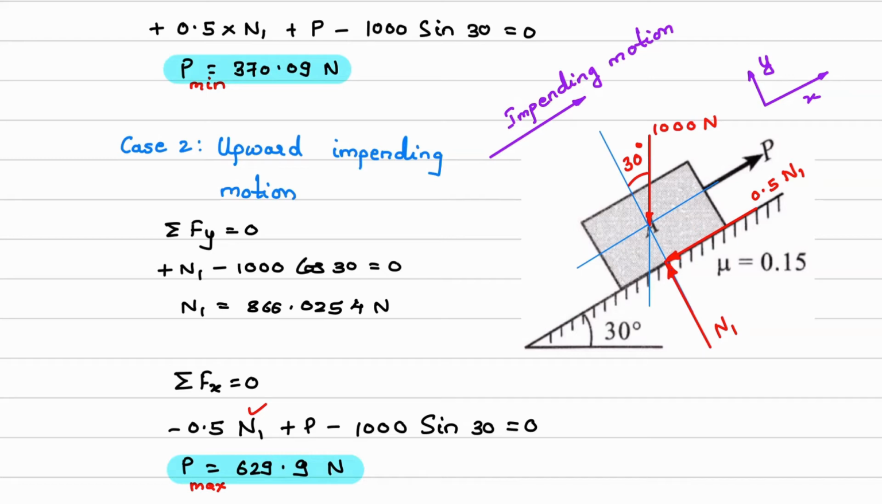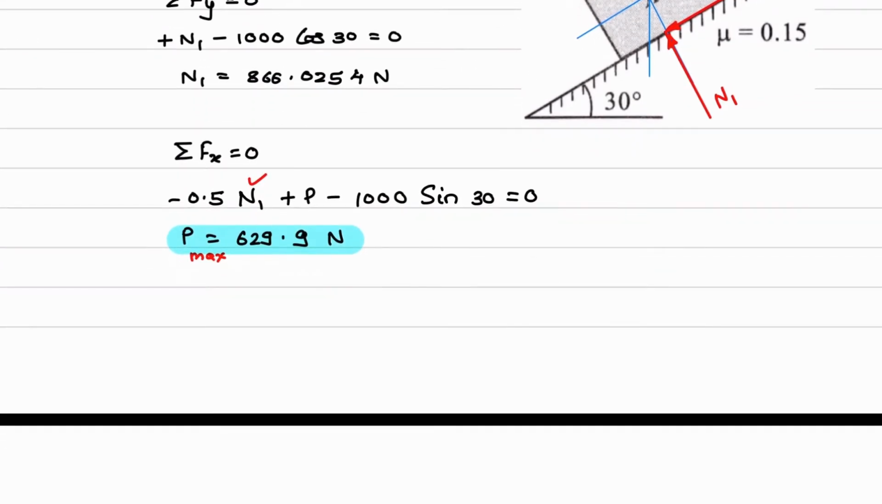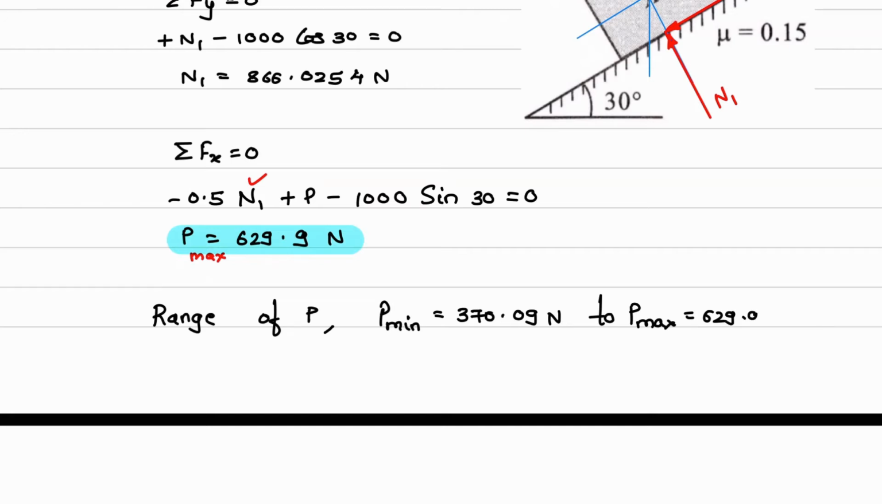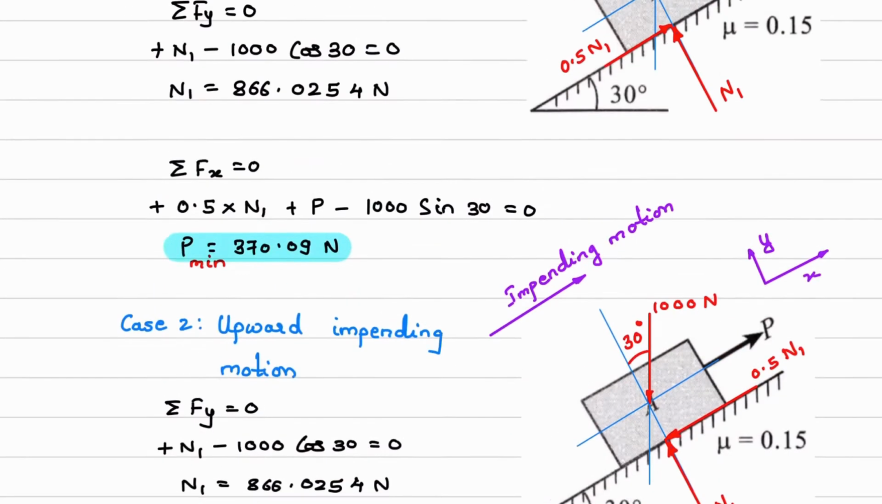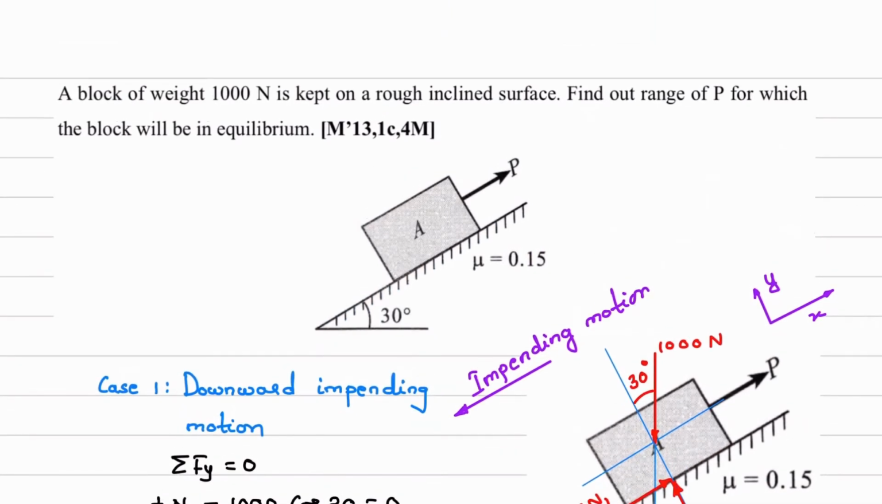So the range of P, final answer we can write down: range of P is P min equal to 370.09 Newton to P max equal to 629.9 Newton. What is this range? We have calculated the range of P for which the block will be in equilibrium.